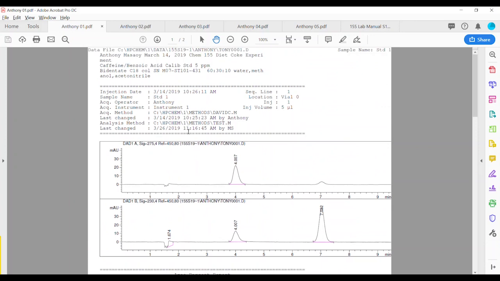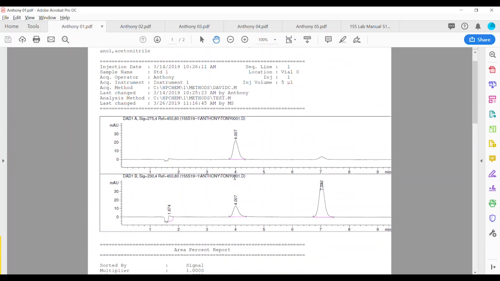Looking at this, you can see that there are 2 copies of the chromatogram, one on top here, one on the bottom. This one is recorded at 275 nanometers, and this one is recorded at 230 nanometers.